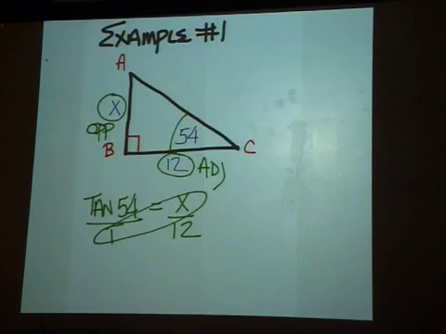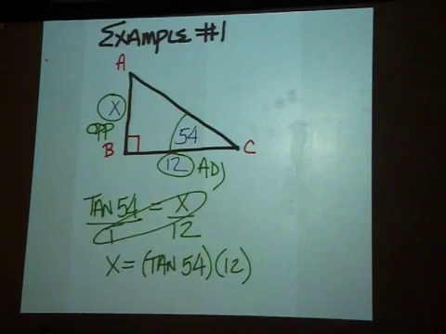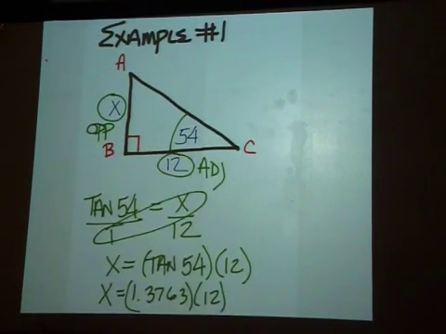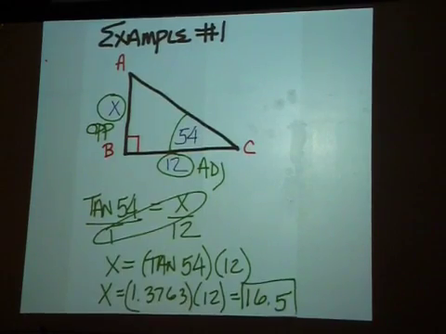1 times x is x. And then you're going to have the value of tangent 54 times 12. In your calculator, hit tangent 54, and you'll come back with a decimal that is approximately 1.3763, but leave it in the calculator, and then multiply by 12. And you'll come out with an answer of 16.5 if you round to the 10th place.